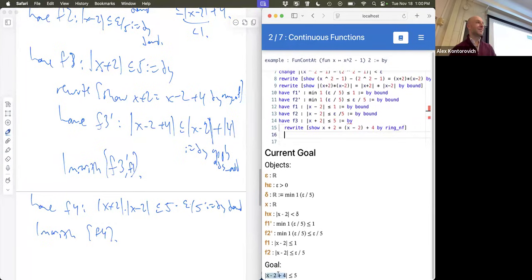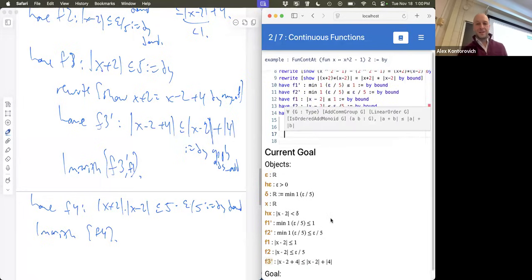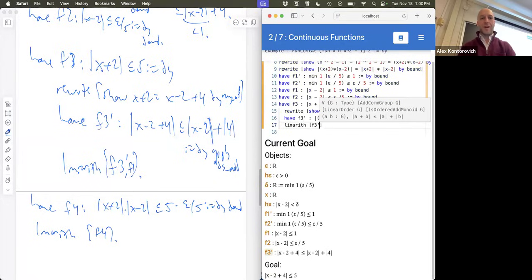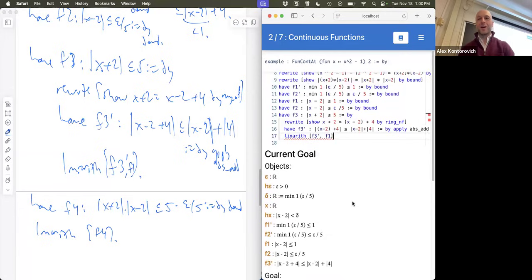Beautiful. You see the goal down here? That changed to that. And now have F3 prime, which says that the absolute value of x minus 2 plus 4 is less than or equal to the absolute value of x minus 2 plus the absolute value of 4. And this is by apply abs add. And now we have this fact by abs add. And finally, linarith, which will probably need F3 prime, F1, and F1. Oh, I guess F1 already says what I needed it to. No, really? Oh, because of the 4. Oh my God.